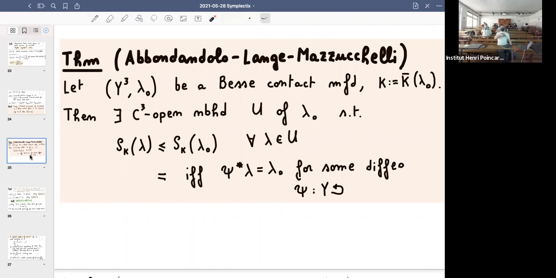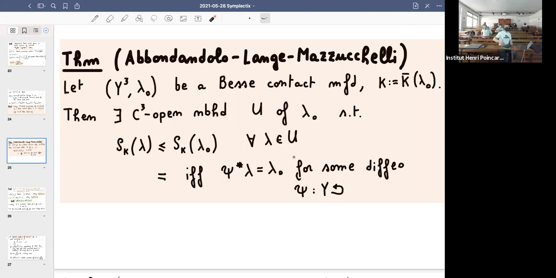Abbondandolo and Benedetti. Actually, since it's dimension 3, it generalizes the result of Benedetti and Jungsoo Kang. So the theorem says that if you have a 3-dimensional Besse contact manifold, and you consider its k bar, I'll just call it k from now on, so k bar, once again, is the minimal k such that tau k is the minimal common period. So we consider that k, and there exists a C3 open neighborhood U of the Besse contact form such that the kth systolic ratio of any contact form in that neighborhood is at most the systolic ratio of the original Besse contact form. And this inequality is an equality if and only if the two contact forms, lambda and lambda 0, are strictly contactomorphic. So there's a diffeomorphism phi that pulls back one to the other.